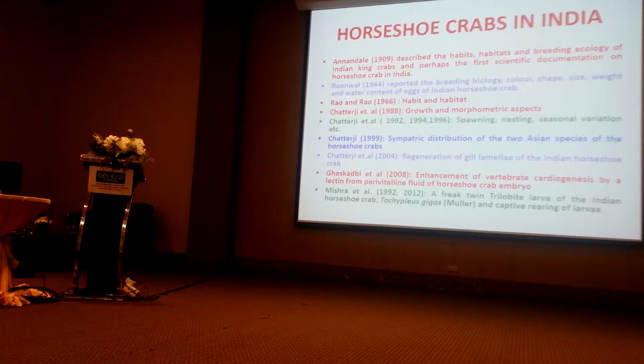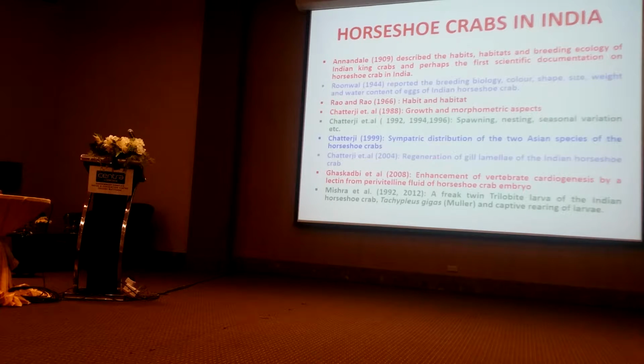Some areas overlap, some beaches are very peculiar where you can get both species. But some beaches always have exclusively either T. gigas or C. rotundicauda. It's a very peculiar habit, that we are getting both types.